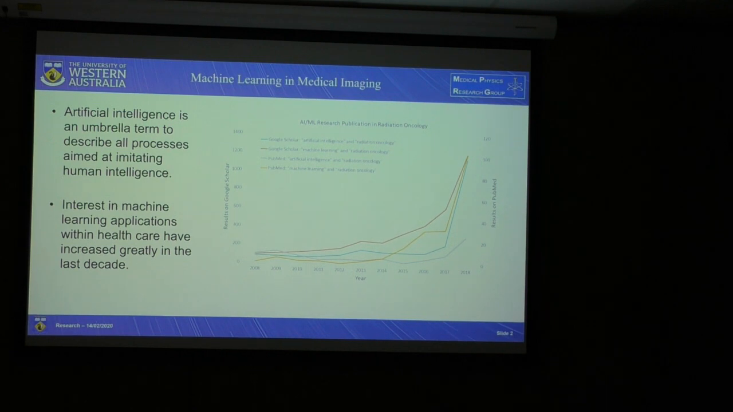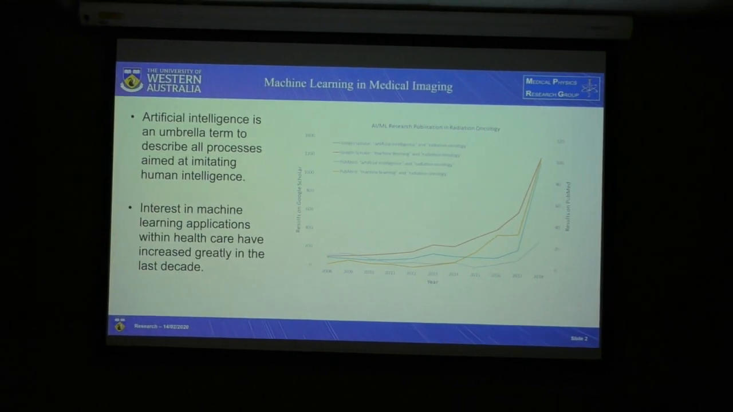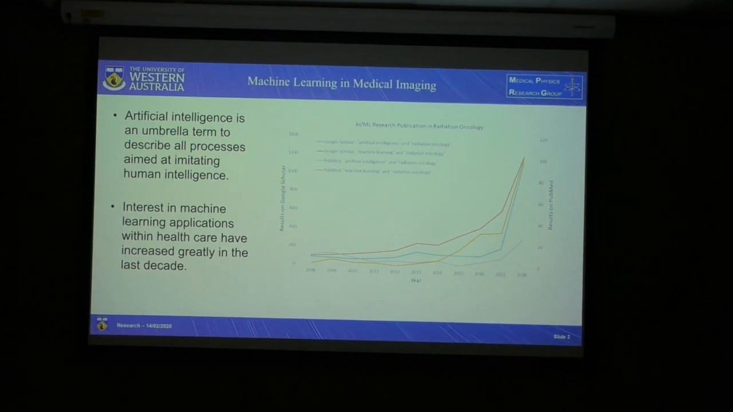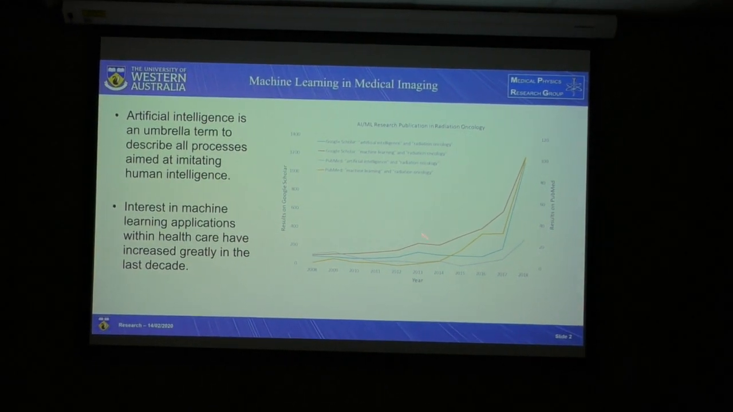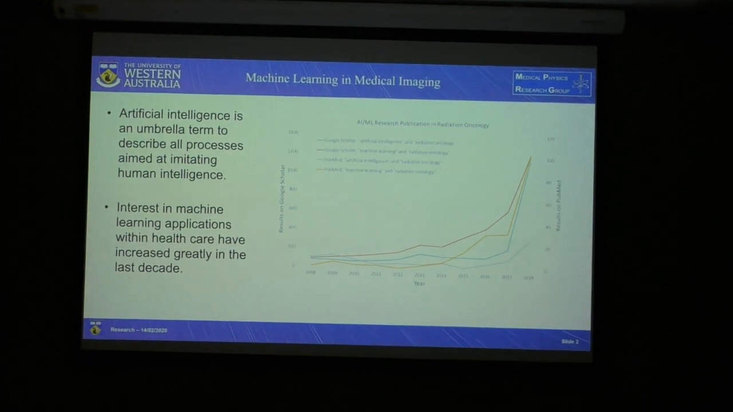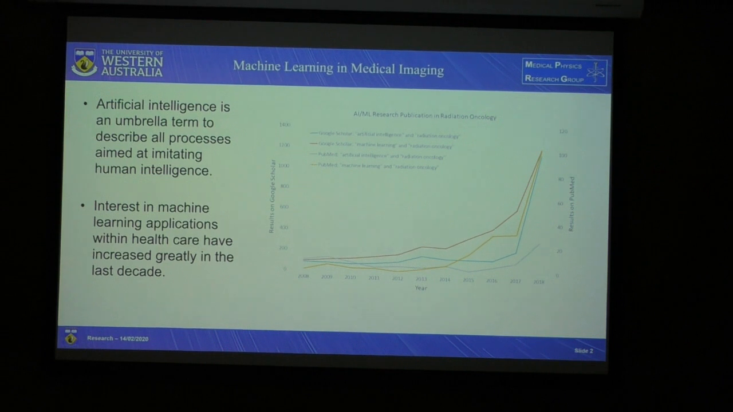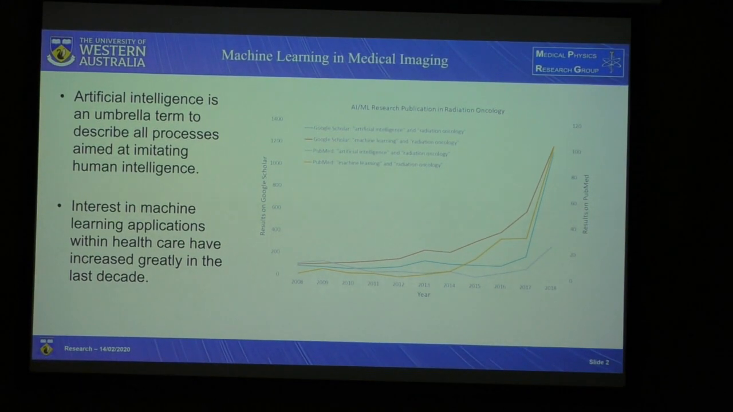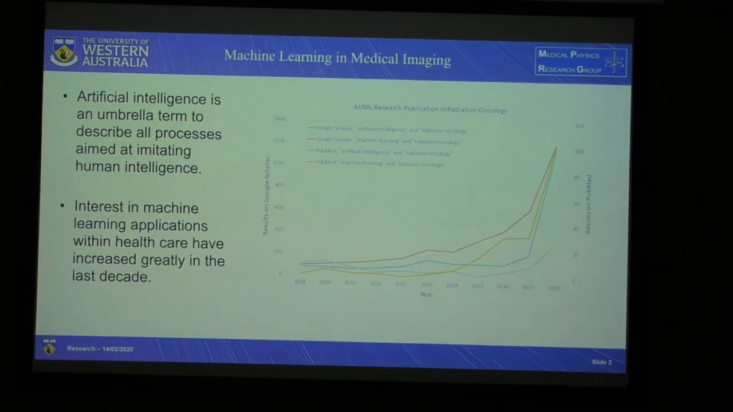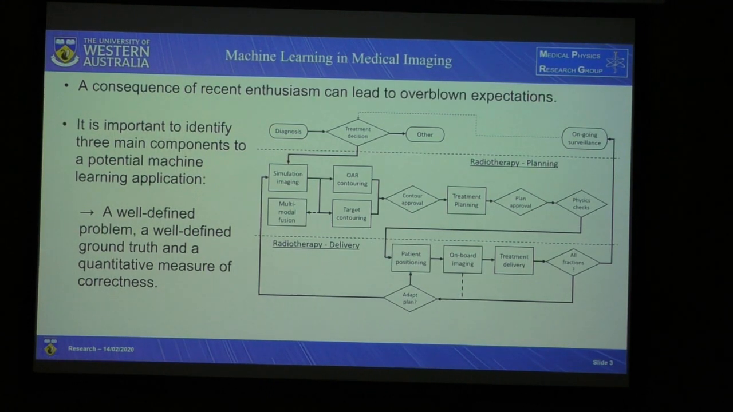So to begin, artificial intelligence is an umbrella term to describe all process aimed at imitating human intelligence. The field of machine learning falls underneath this umbrella term, and its application within radiation oncology has seen major growth within the last decade. And as shown by this figure here on the right, we can see that we are currently in a period of exponential growth of interest within this field.